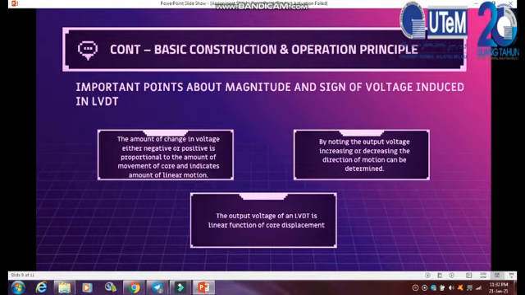These are the important points about the magnitude and sign of voltage induced in LVDT. The amount of change in voltage, either negative or positive, is proportional to the amount of movement of the core and indicates the amount of linear motion. Hence, by noting whether the output voltage is increasing or decreasing, the direction of motion can be determined. The output voltage of an LVDT is a linear function of core displacement.